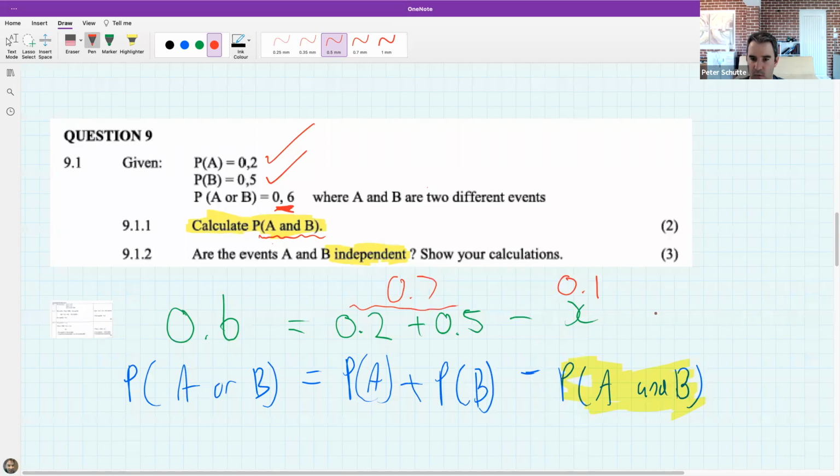So that's one way of doing it, to just look at it and see it. If you wanted to use an equation, you could say 0.7 minus x, and then if you move the x to the other side, and you move the 0.6 to the other side, you would get 0.1. So the answer to this is 0.1.